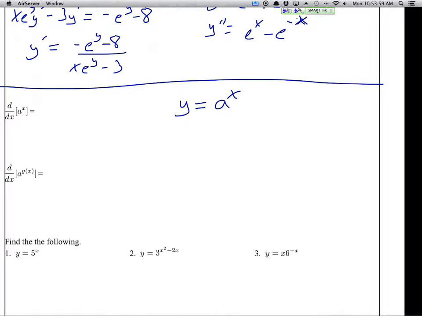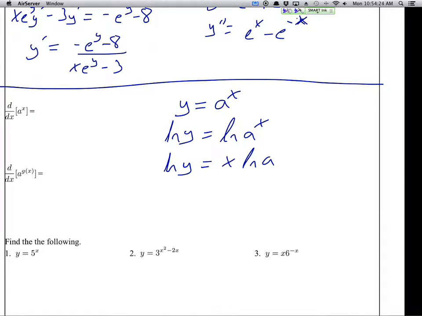Change it to the logarithm. I want to take the log of both sides. In this case, we'll do the natural log. So I want to take the natural log of both sides. Once I take the natural log of both sides, what can I do with that x on the right? I can bring it to the front. Now I'm no longer dealing with an exponential function, and I should be able to take the derivative of it.